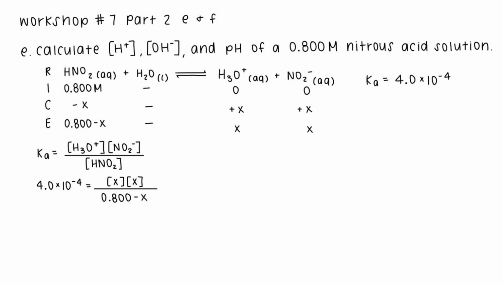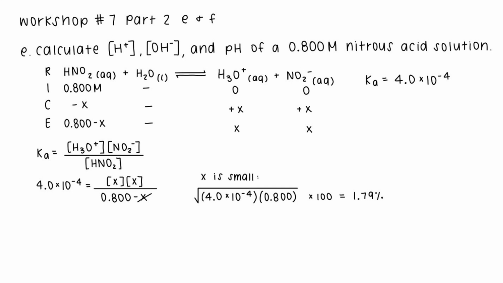To bypass having to do the quadratic equation to solve for X, we can use the X is small assumption. To calculate this, you would solve for X if X were small and then multiply this by 100. This calculation would be the square root of 4.0 times 10 to the negative 4 times 0.800, and then multiply this value by 100, which will equal 1.79%. Since this value is less than 5%, we can use the X is small assumption.